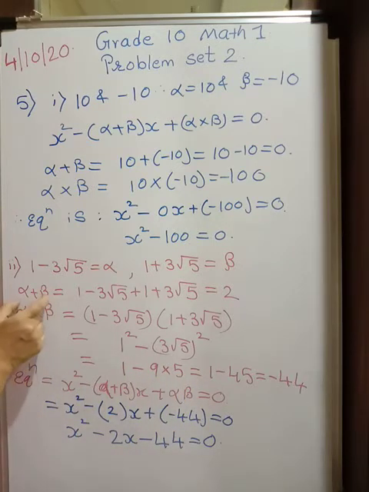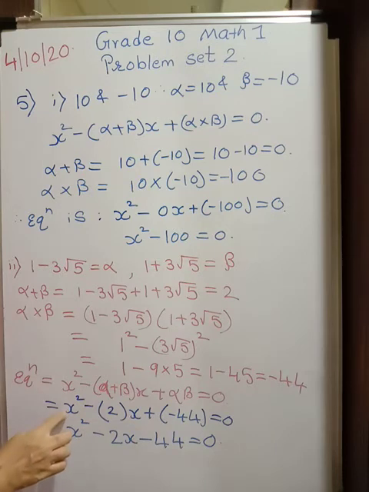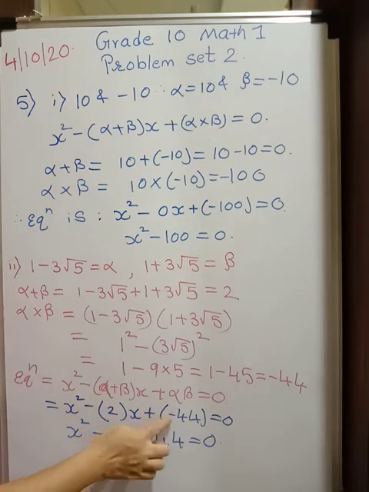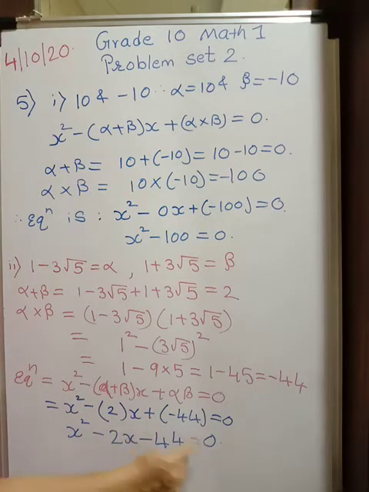So you got alpha plus beta as 2 and alpha into beta as minus 44. Substitute it over here. x square minus 2x plus into minus 44 is equal to 0. So what you get at the end is x square minus 2x minus 44 is equal to 0. This is how you can form the equation when the roots are given. We have seen this, students.